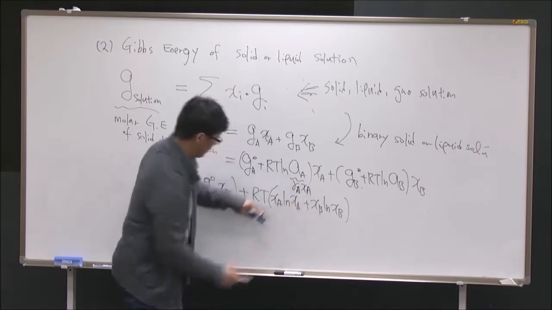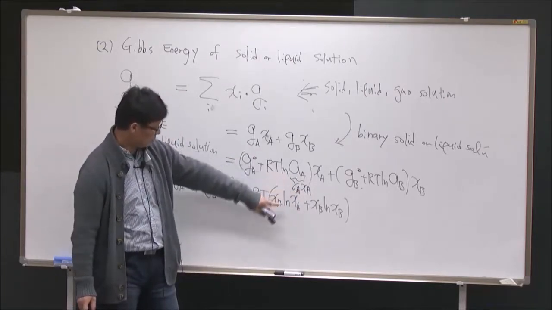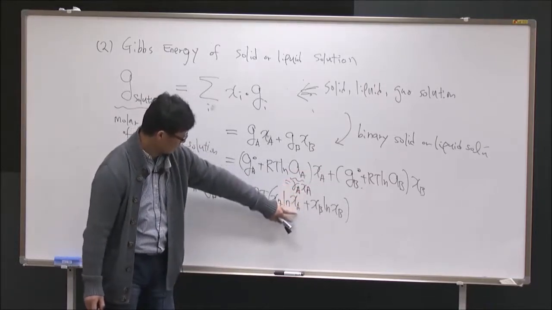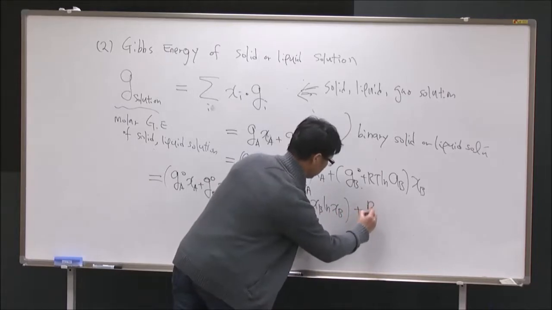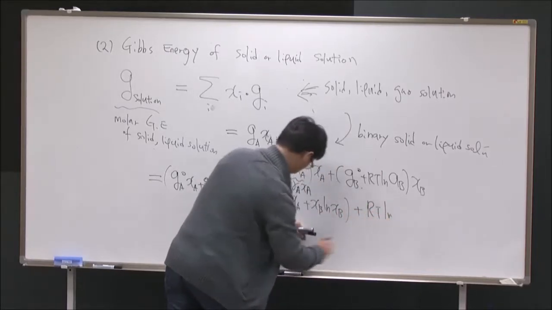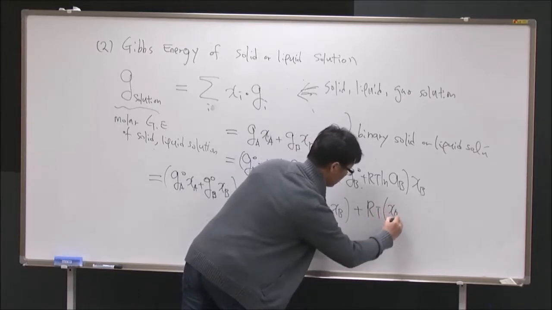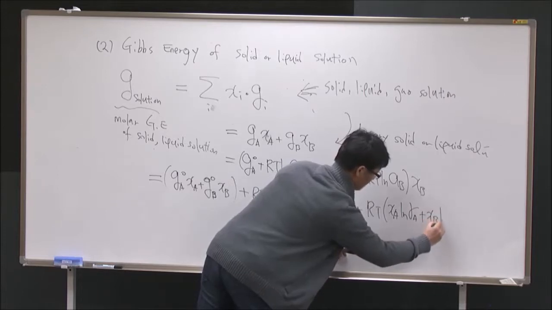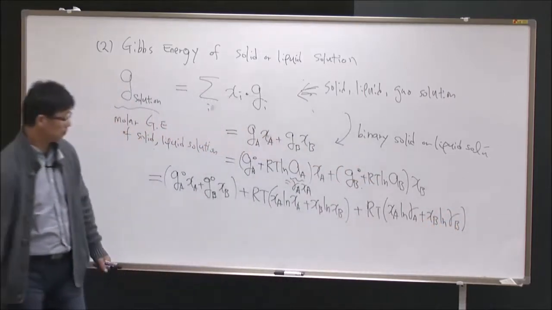So XA and the activity coefficient times the mole fraction. So same thing for the other one. So then we just take the mole fraction term first, and then in the second part, so this way.